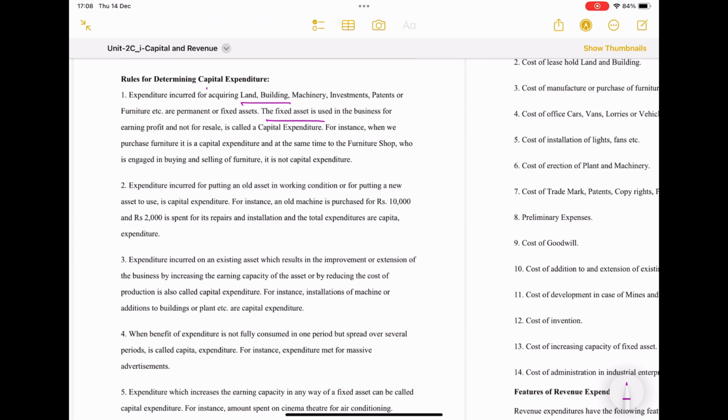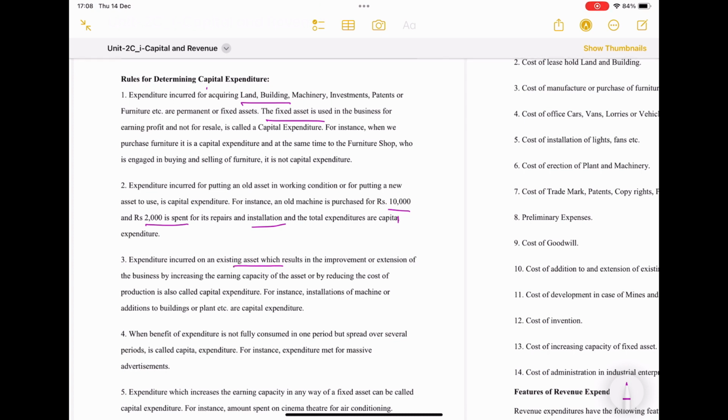Next, expenditure incurred for putting an old asset in working condition. For example, an old machine is purchased for 10,000 and 2,000 is spent for repairs and installation, and the total expenditure is capital expenditure. Here this 2,000 is included in the cost of machinery, because it is an expense incurred at the time of purchase. That's the reason.